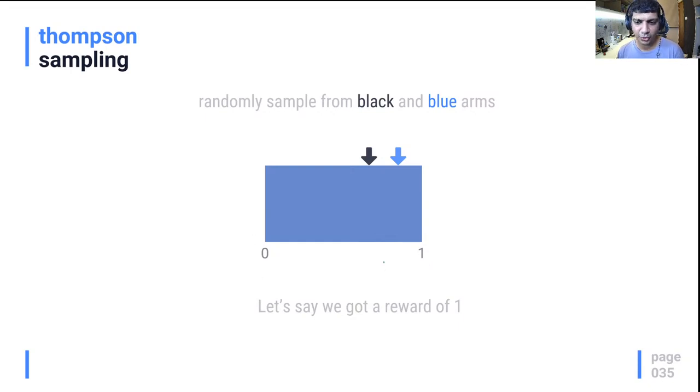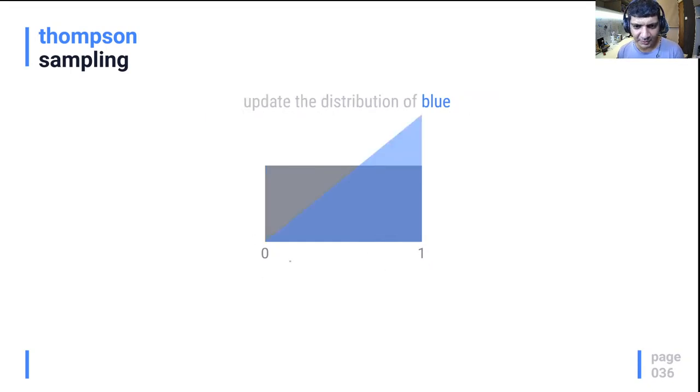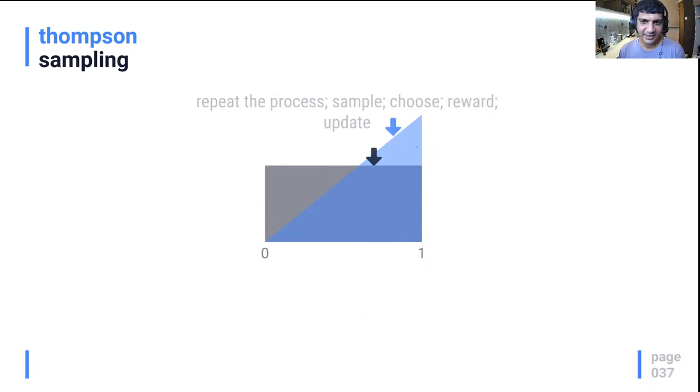Now what I'm going to do is update the distribution of blue and say that, you know, I sampled 1 and I got a better answer for blue. So I'm going to pick that, right? And over here, these two could be my two different arms or two different probabilities or whatever you may think it to be. The next one is I will again go on to the next step.